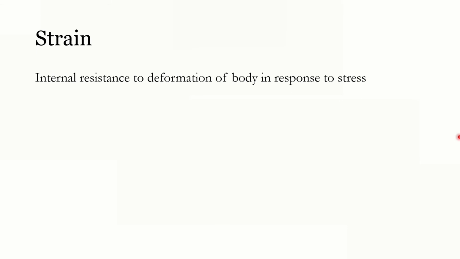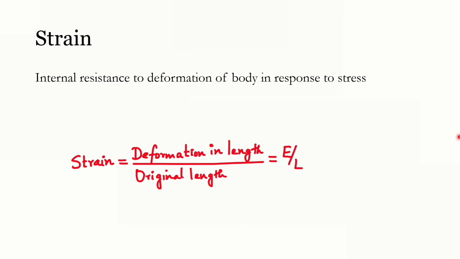Next, let's talk about strain. Strain is something that is going to happen in response to stress. That is, it is the resistance to deformation. When a stress or a force is given, the body has a tendency to deform. That resistance of the body to this deformation is what you call strain. Again, mathematically, this can be represented as deformation in length, that is the difference in length produced by the stress divided by the original length.